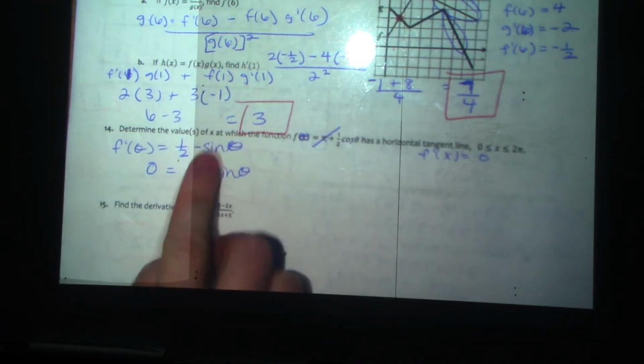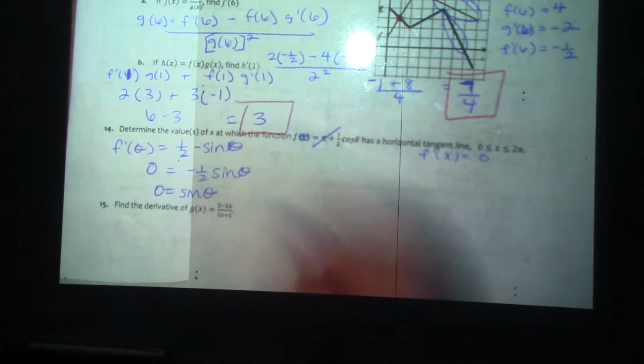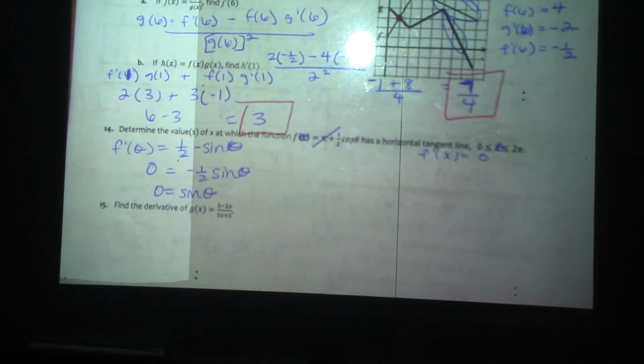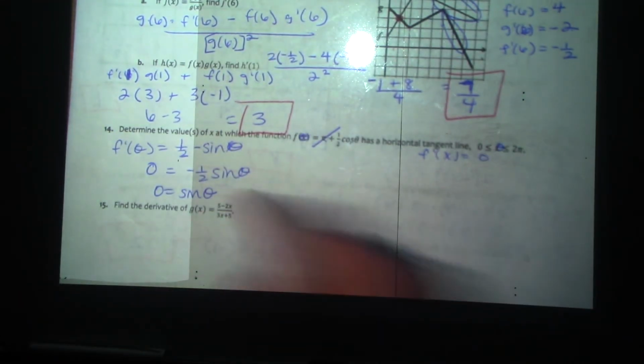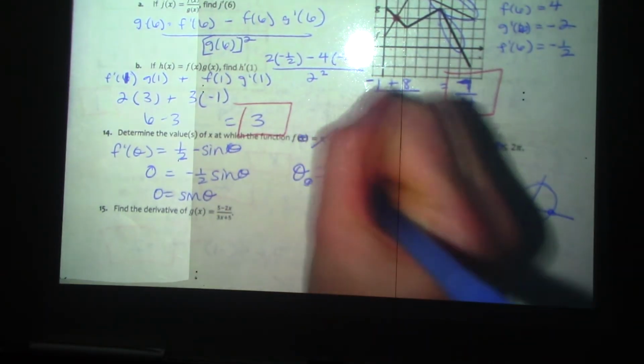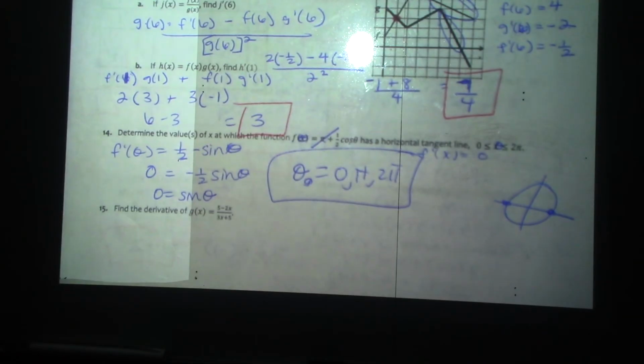So you can divide the negative 1/2 away, it goes away. So 0 is sine of theta. So I want to know all the thetas, all the angles between 0 and 2 pi that make sine 0. So think about, sine is your y. Your y is 0 here and here, so that's 0, pi, and 2 pi again. So theta is equal to 0, pi, and 2 pi. Not the pi over 2 and 3 pi over 2 that I put on the key.